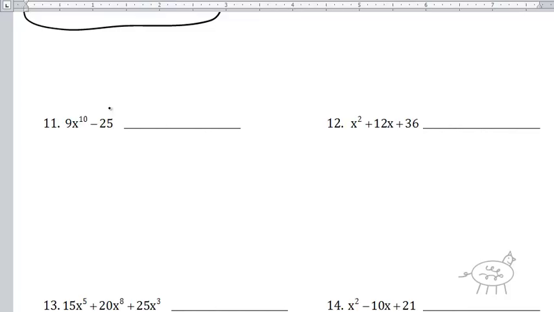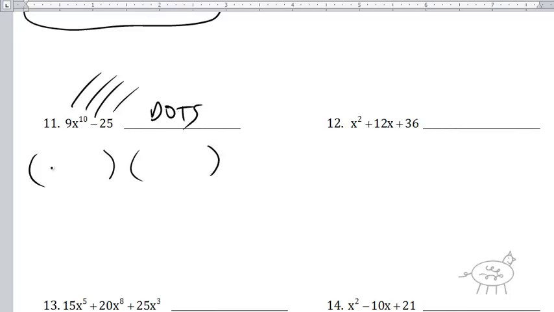This next one, there's a minus sign here. 9 is a perfect square, 25 is a perfect square, and x to the 10th can be divided by 2 to give you x to the 5th, x to the 5th. So this is a difference of two squares. That gives me 3x to the 5th and 3x to the 5th, because basically the square root of x to the 10th is x to the 5th. Okay, because you divide 10 by 2. And then 25 is 5 and 5, and then plus and minus. That's your answer.